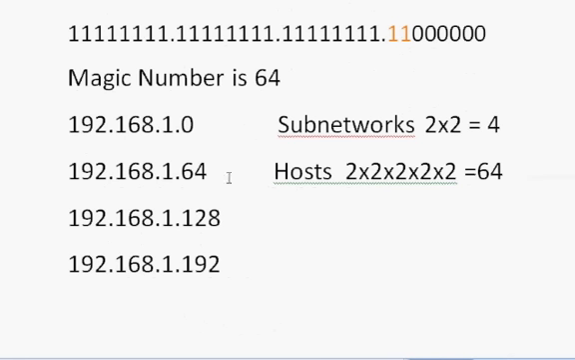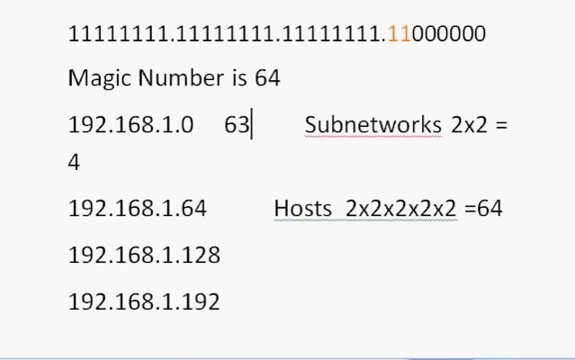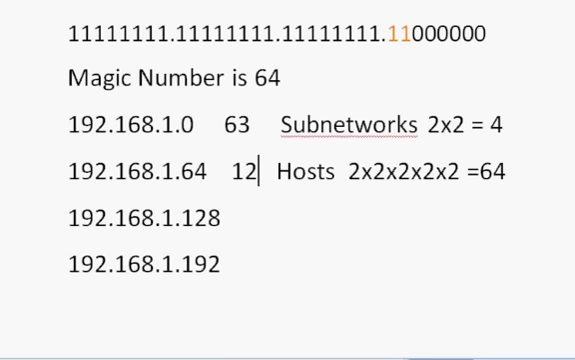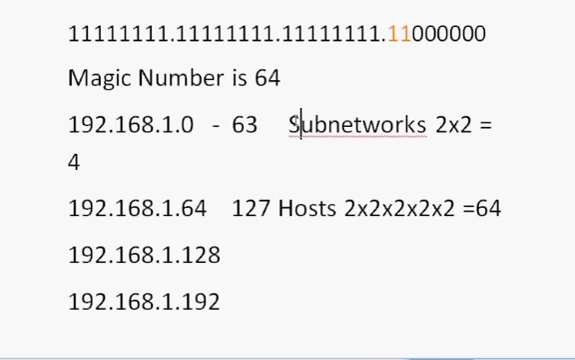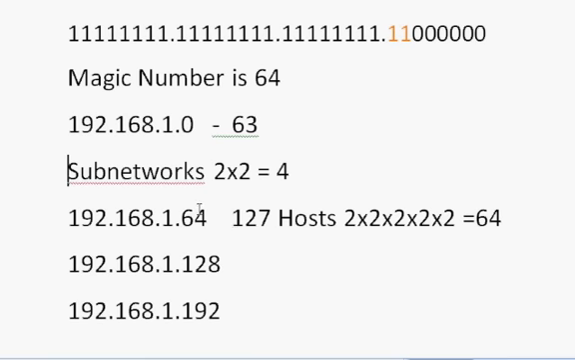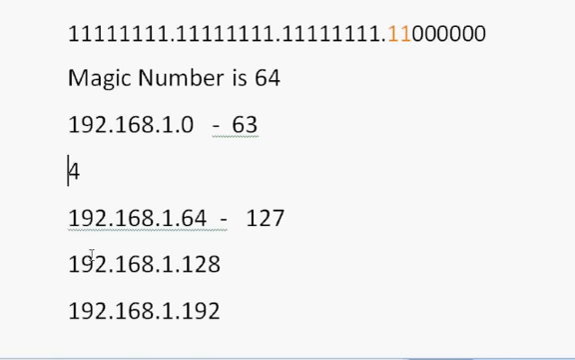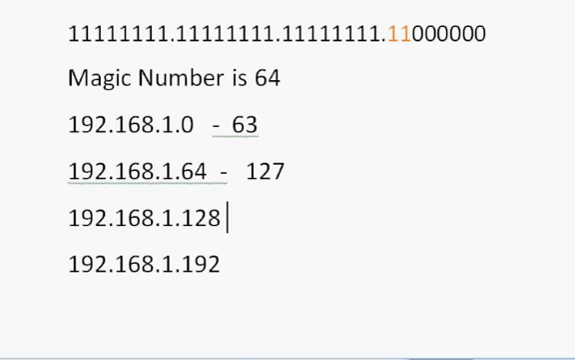So this is the 0 network. The broadcast address would be 63. In this case, the broadcast address is 127. Okay, 0 to 63. Let's put this over here. 0 to 63. This one is 64 to 127. I'll just get rid of this so you can see it a little bit clearer. This one is 128 to 191. And this one is 192 to 255. So 0 is the network number, 63 is the broadcast.